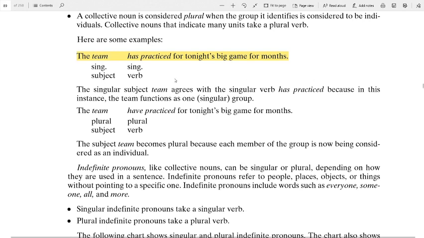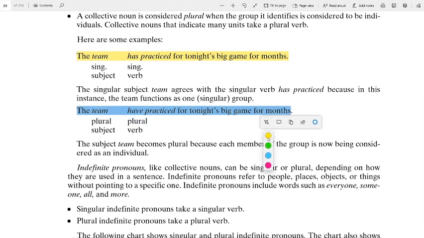The team has practiced, but the team is the combination of many members. That doesn't matter. But the team is a singular unity. The team have practiced for tonight's big game for months. So when you are taking have, so you are separating each and every member as individual unity.